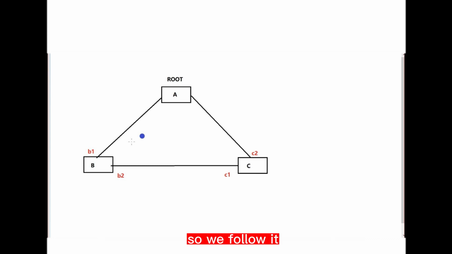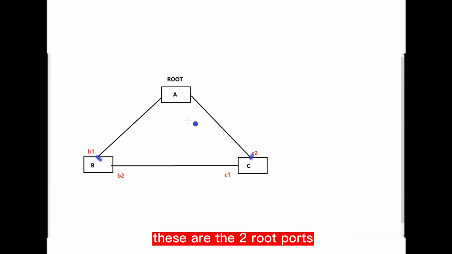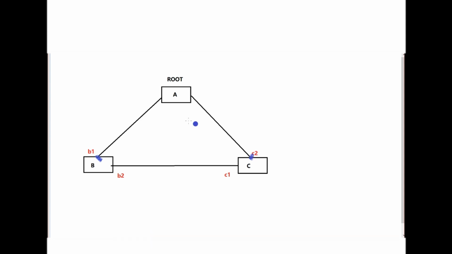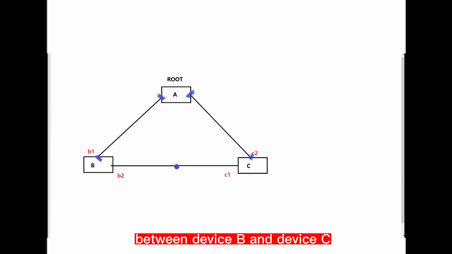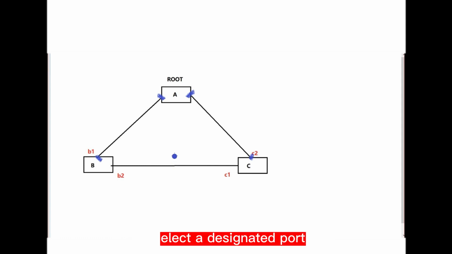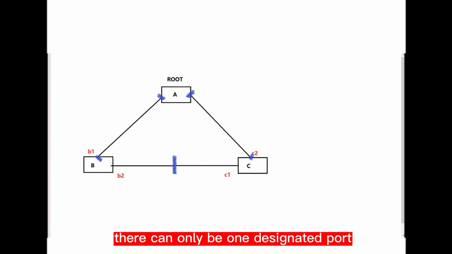So we follow it. We have now elected the two interfaces. These are the two root ports. These two ports are designated ports. We are now going to be on the link between device B and device C. Elect a designated port. Because in each collision domain, there can only be one designated port. So there can only be one of them. So how do they compare?